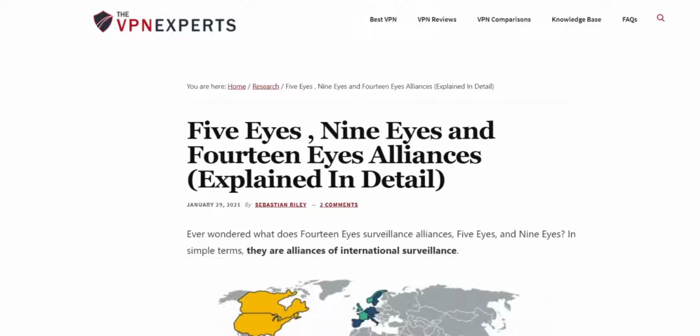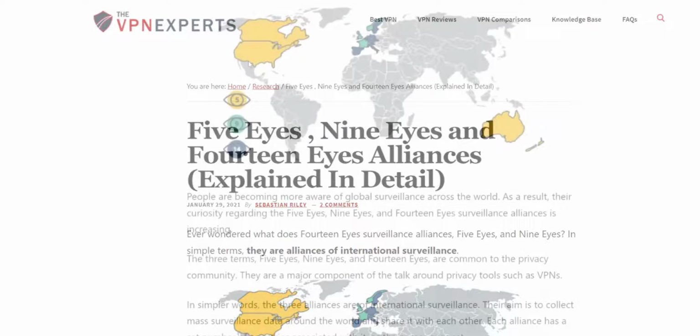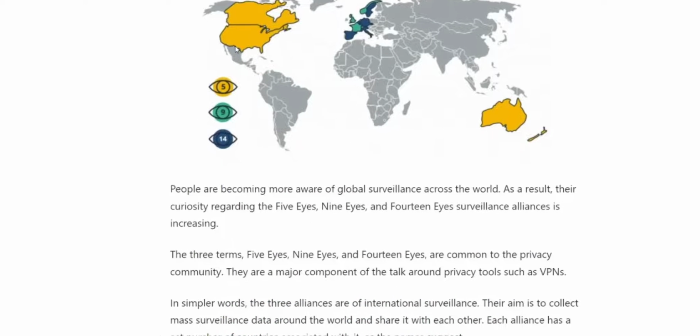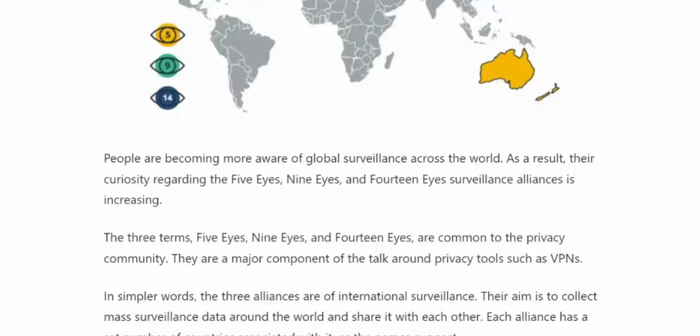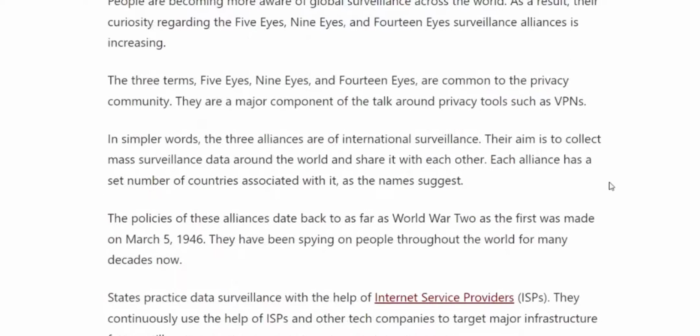So the 5 eyes, 9 eyes, and 14 eyes alliance, and this is fully explained. This is from VPN Experts. I'll link the article in the description as well. People are becoming more aware of global surveillance across the world. As a result, the curiosity regarding the 5 eyes, 9 eyes, and 14 eyes alliance is increasing. The terms 5 eyes, 9 eyes, and 14 eyes are common to the privacy community. They are a major component of the talk around privacy tools such as VPN.